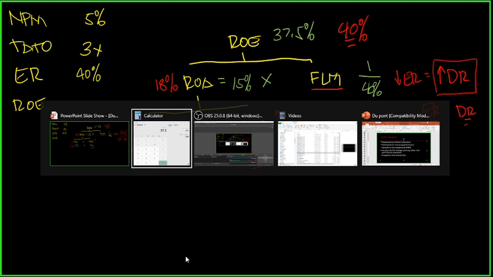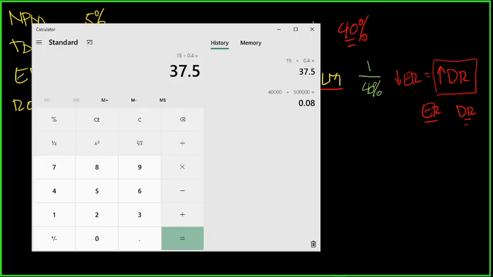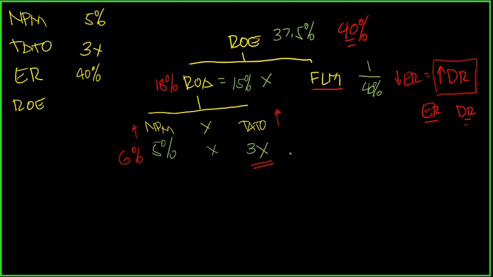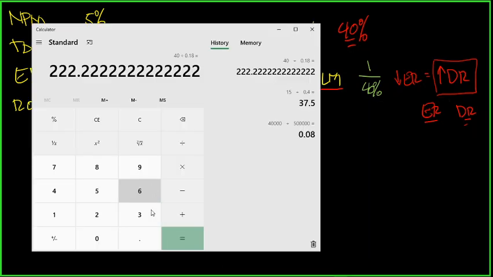So I need 40%, so let's work back. 40 divided by 18%, you will have, oh, that's wrong. Let me use the calculator. It should give us 222.22. Oh, that's because what we are doing is multiplication.